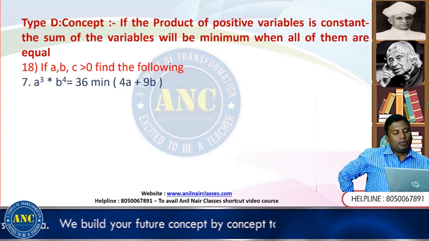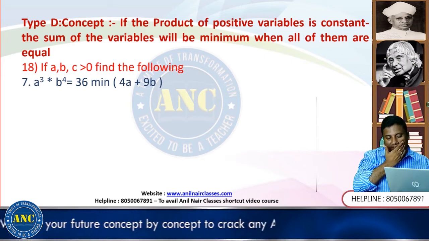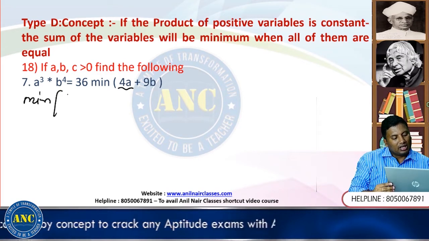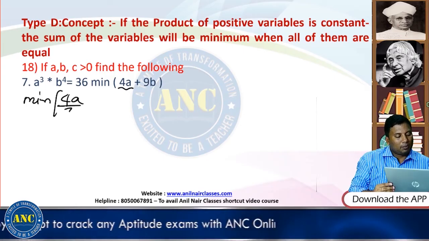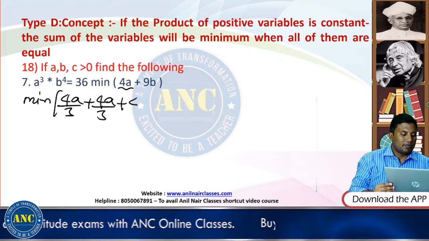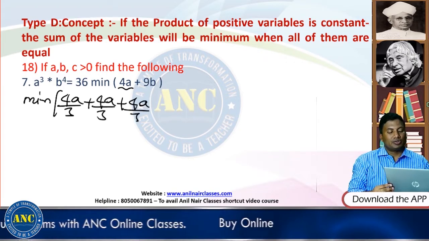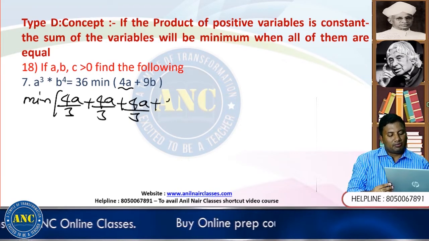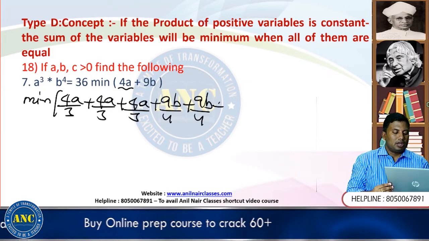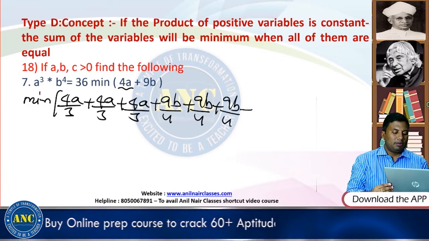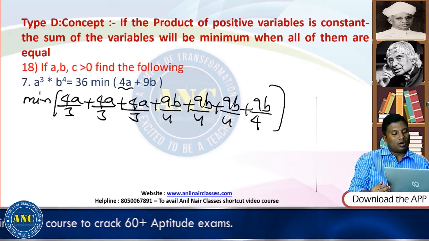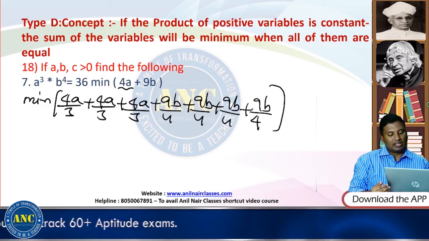A cube into B power 4 is 36. Degree of A is 1, so divide it by 3: 4A by 3 plus 4A by 3 plus 4A by 3. Degree of B is 1, but in the question it is 4, so 9B by 4, 9B by 4, 9B by 4, 9B by 4. Clear, right? 1, 2, 3, 4, 5, 6, 7.